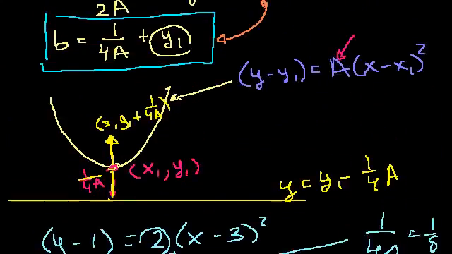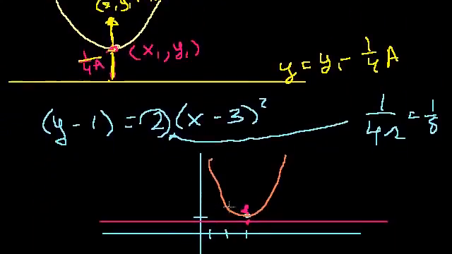And the whole point of doing all of this is just to realize that it's pretty easy to find the focus and the directrix of a parabola if you have its equation in this form. You just take whatever is multiplying the x minus whatever squared term, and you essentially divide 1 by 4 times this value. And then you know the distance from the vertex to the focus, and you know the distance from the vertex to the directrix. And you're all done. See you in the next video.